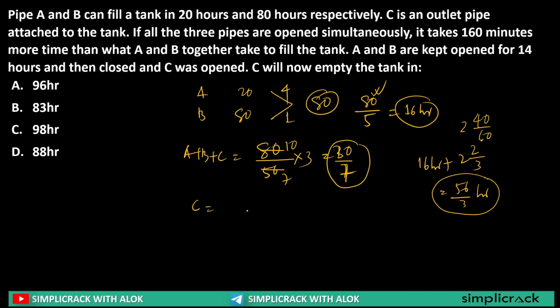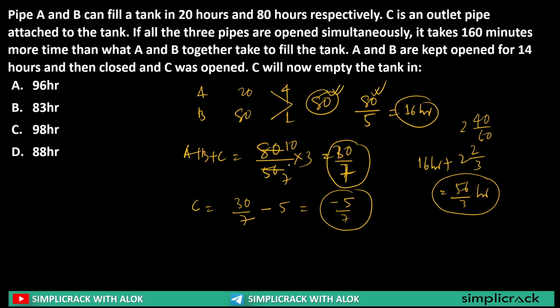So the efficiency of C will be 30 by 7 minus 4 plus 1 is equal to 5, that is equal to minus 5 by 7. Minus is because it is taking out the water, so that's why it is in negative terminology. Now the time taken to empty the tank, so the total work is what?